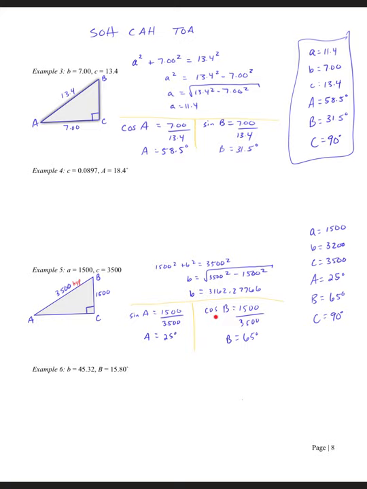Okay, so now for cosine of B, again, we're at B, 1500 is the adjacent side with the hypotenuse. Adjacent hypotenuse is the cosine, so cosine of B, 1500 divided by 3500, and that would round to the nearest degree of 65. And again, 25 plus 65 do give you 90. So that would be solving this right triangle.